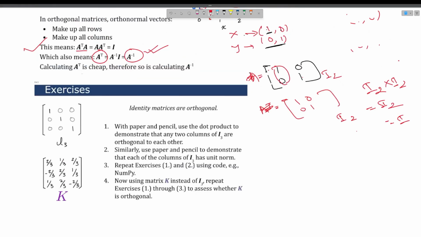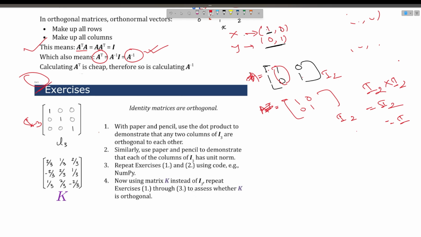Okay, now this is your exercise. This is a problem, so feel free to pause this one and try to solve it. Use the dot product to demonstrate that any two columns of I3, our identity matrix with 3 rows and 3 columns, are orthogonal. If you just use the dot product, you can easily show that they are orthogonal.